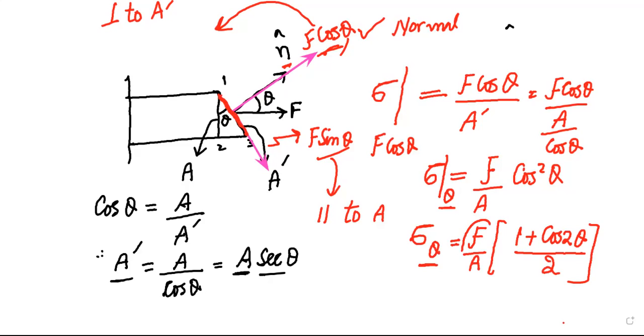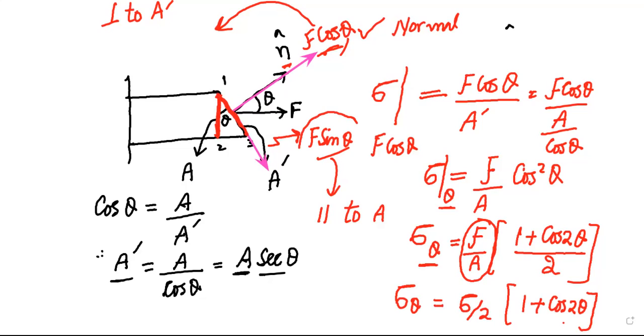Now look at this F by A. What was this F by A? This F by A was the stress that was acting on this perpendicular area. So I can write this as sigma theta is equal to sigma by 2 multiplied by 1 plus cos 2 theta. This is one thing. Fine. Now let's calculate the stress which is created by this F sine theta.